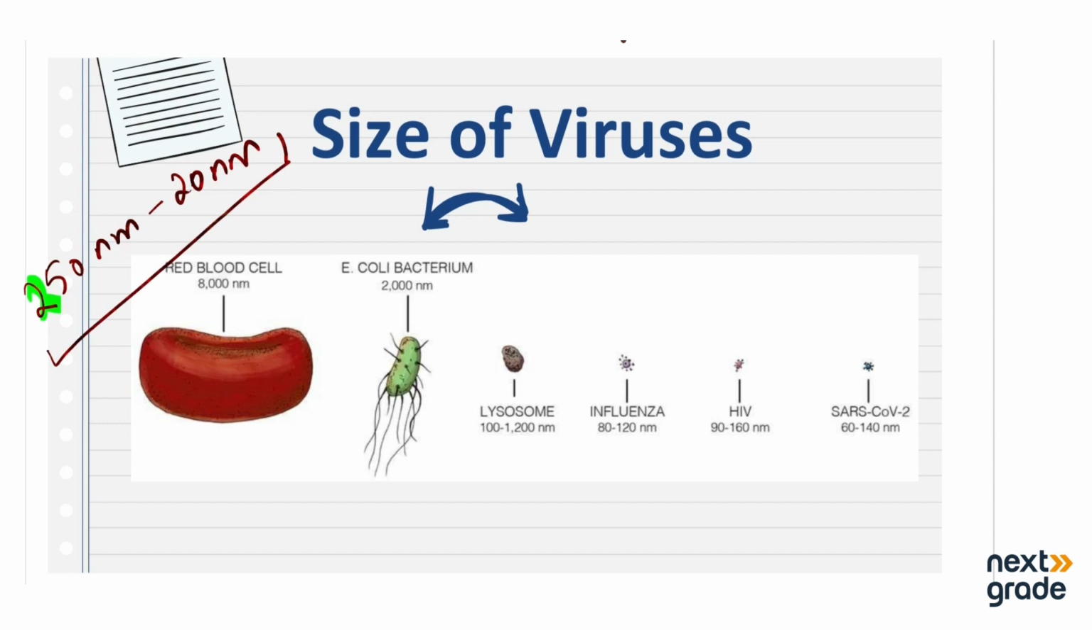If you look, this is the E. coli bacterium, okay, 2000 nanometers. Lysosome is 100 to 1200 nanometers. Influenza is 80 to 120 nanometers. HIV is 90 to 160 and SARS is 60 to 140 nanometers. So these are the different sizes of the viruses that we know.